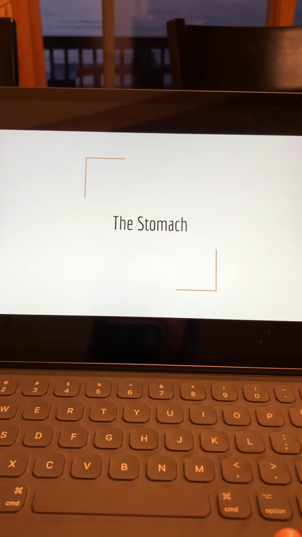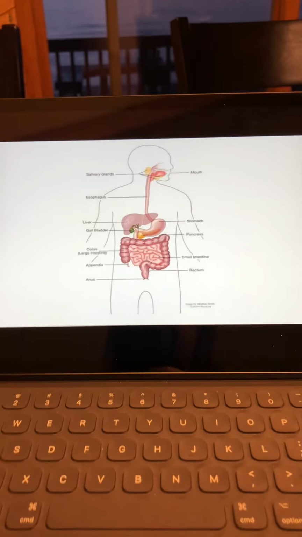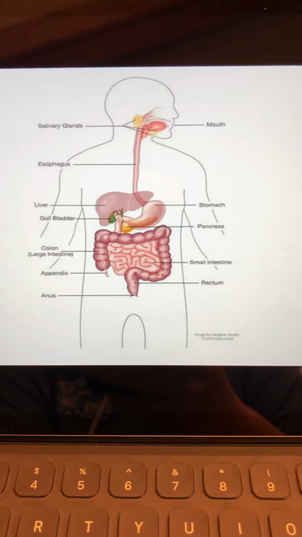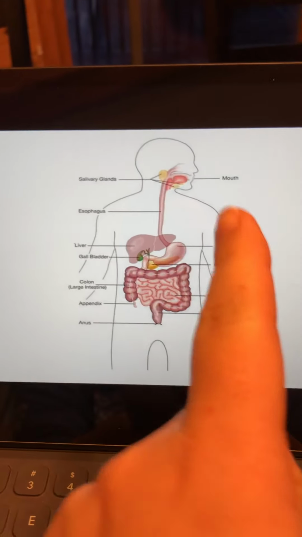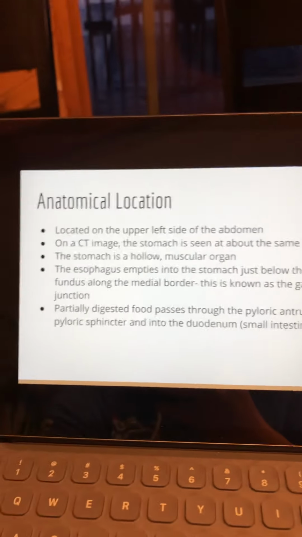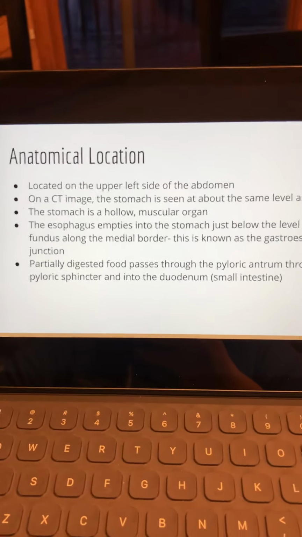Okay, I'm going to be talking about the stomach, and this is just a diagram of the entire digestive system, and you can see the stomach up there. And then first we'll talk about the anatomical location.